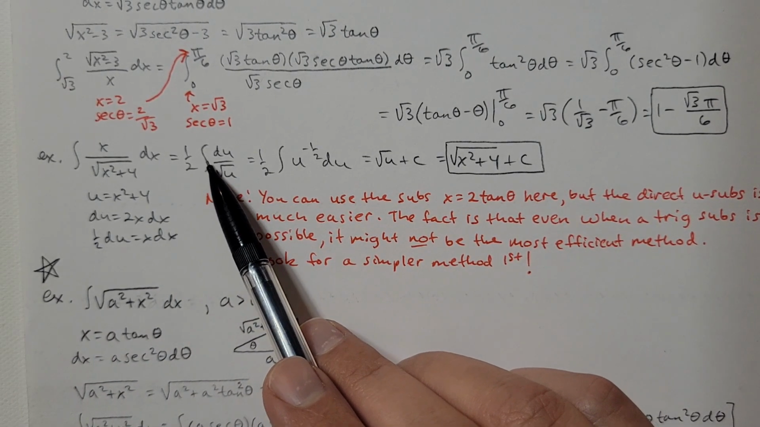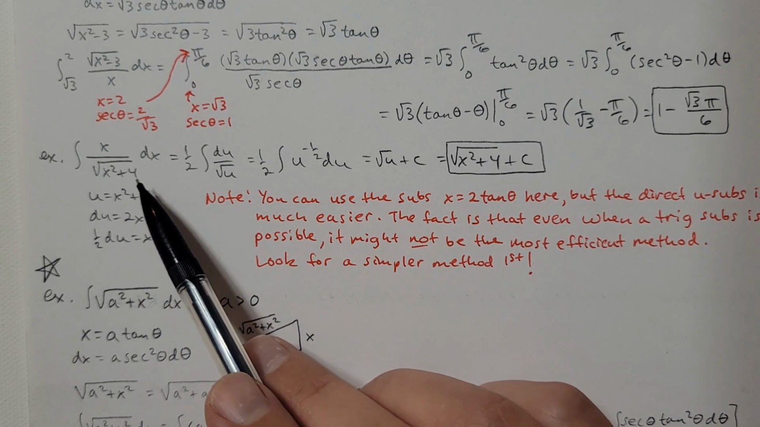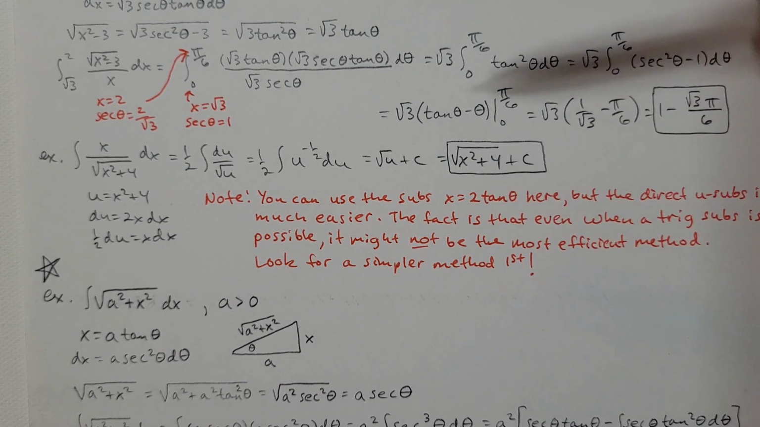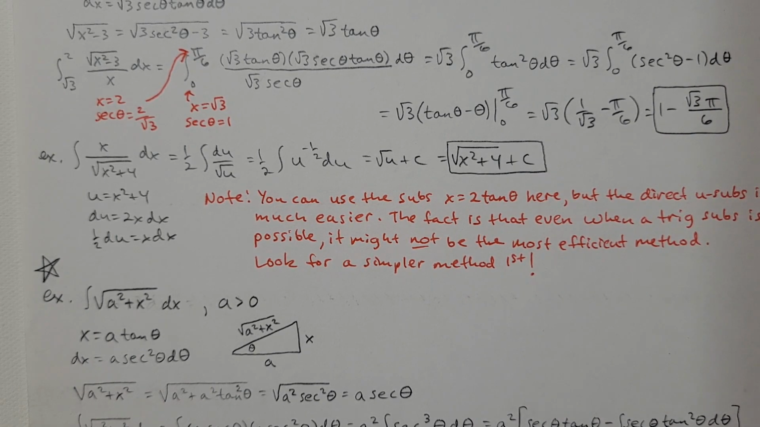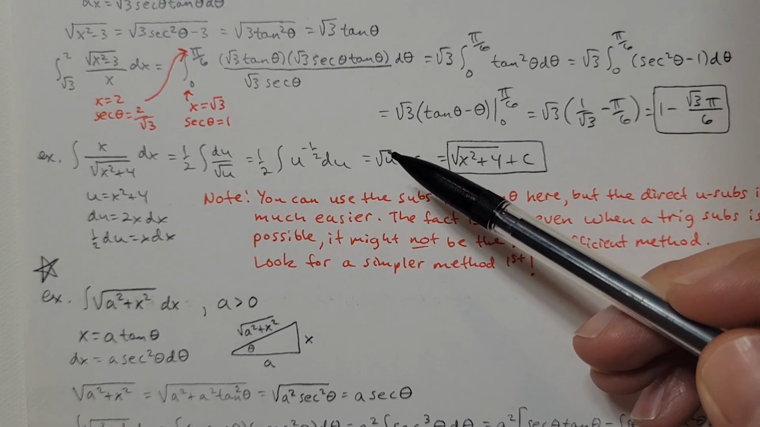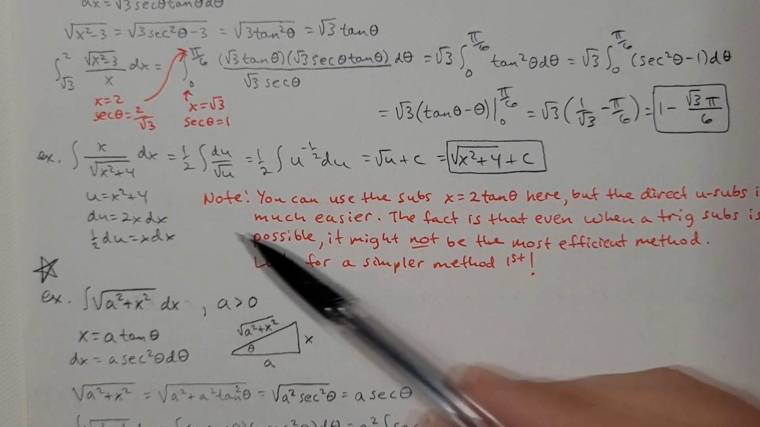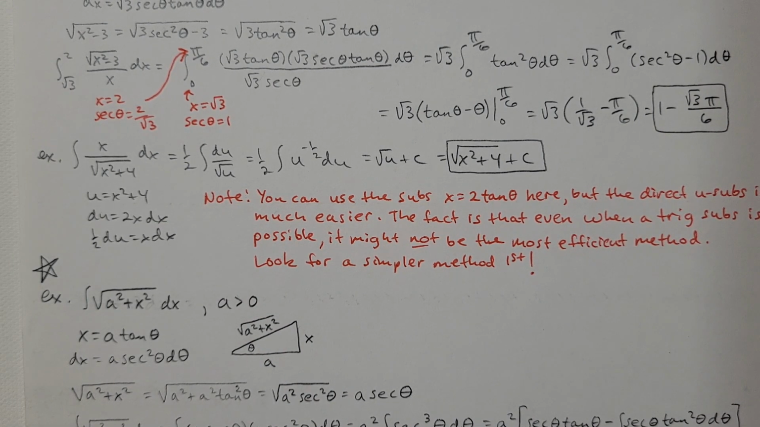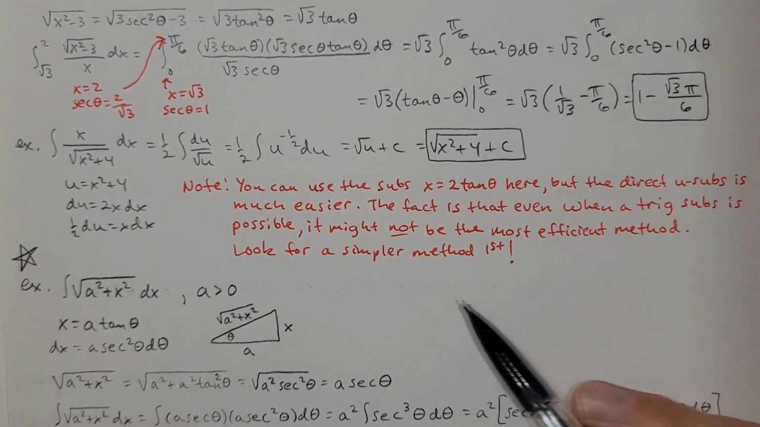So I got 1/2 times the integral, du is up top, divided by the square root of u. Okay, 1 over the square root of u is u to the negative 1/2 power. And when I find the antiderivative, I've got u to the 1/2 divided by 1/2. The 1/2s will cancel. So I got u to the 1/2, or the square root of u, plus a constant. Replace u. u is x squared plus 4, so my answer would be the square root of x squared plus 4, plus c.